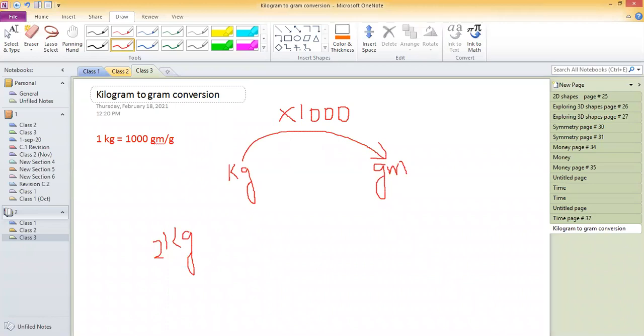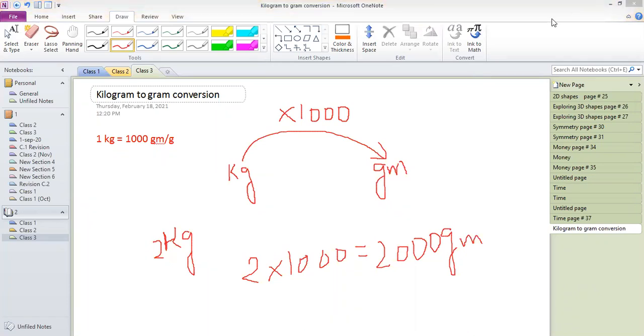Let's suppose I bought 2 kg of sugar from a shop. Can you tell me how many grams that is? You will multiply 2 by 1000 and say, sir, you have 2000 grams of sugar. Again, I repeat, this is not in the book, guys. Forget about the book. We are learning the basics here. If you want to convert any value from kilogram to gram, you need to multiply it by 1000.